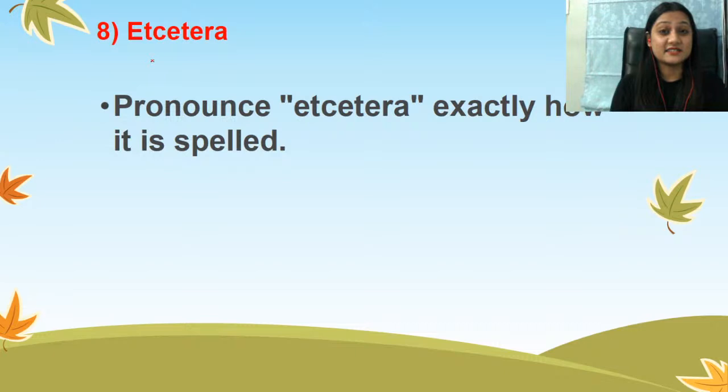Next is etc. This is not going to be said like "ek setera." It is etc., etcetera. The way it is spelled, exactly the way you need to pronounce it. Etcetera, right? Not "ek setera." It is etcetera.